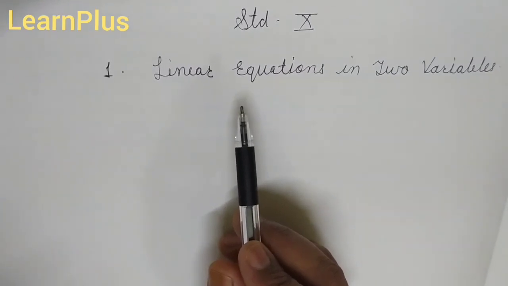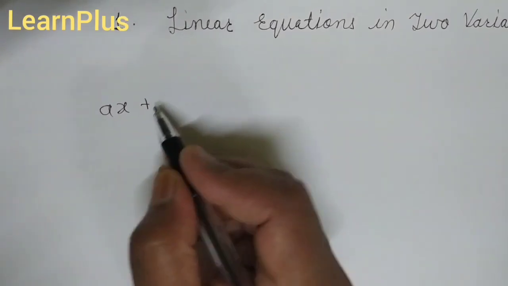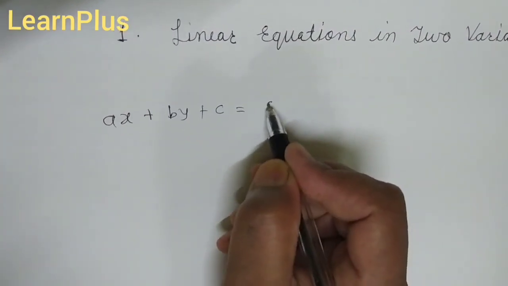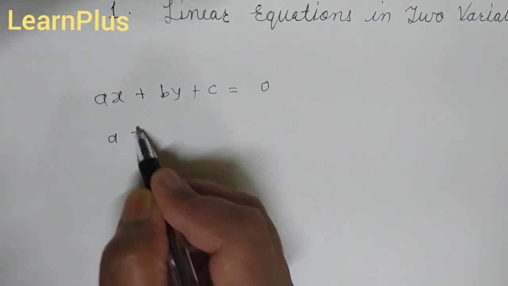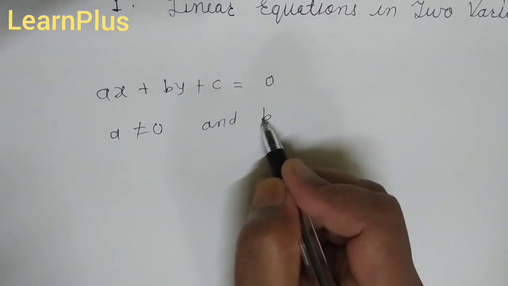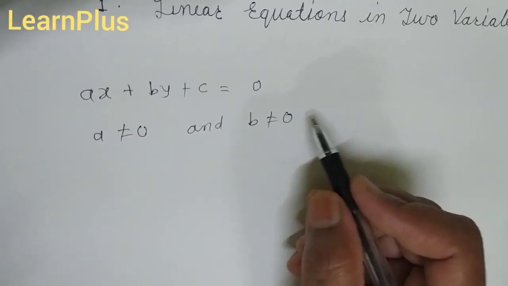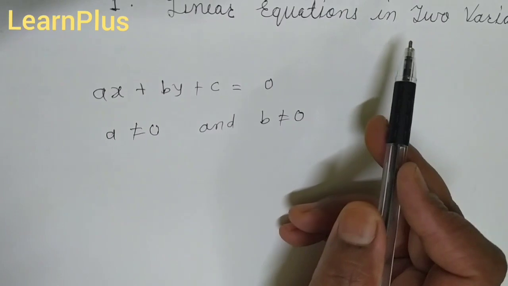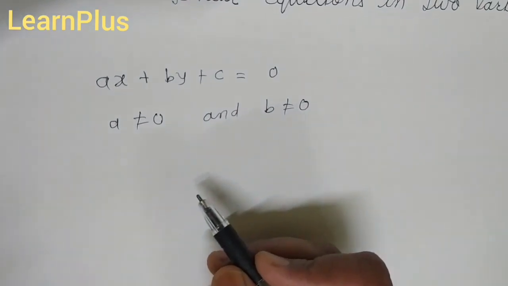Means here an equation of the form ax plus by plus c is equal to 0, where a is not equal to 0 and b is not equal to 0, is called the standard form of a linear equation in two variables. Now there are two methods of solving the equation.